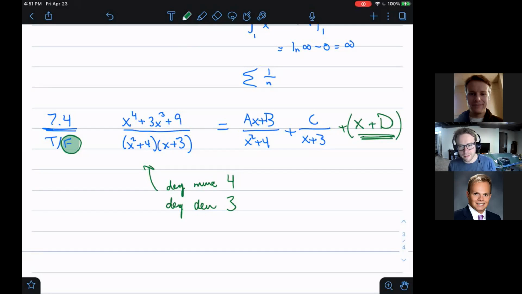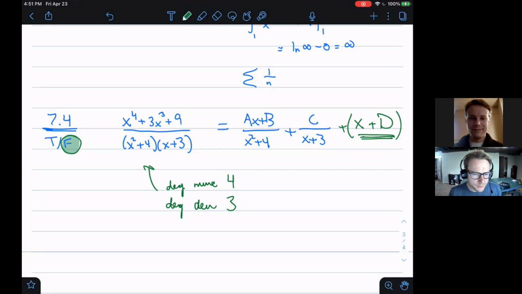But the big thing is that you need to realize that you need long division because the degree of the numerator is greater than or equal to the degree of the denominator. And that's how you would see that they're not equal. Everything else is bonus. All right, yeah.